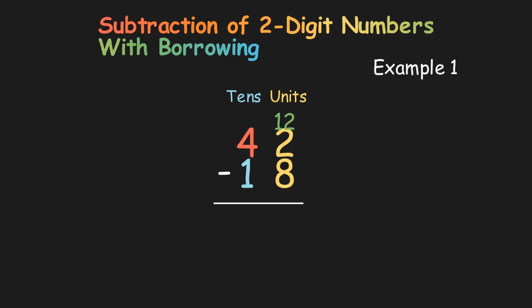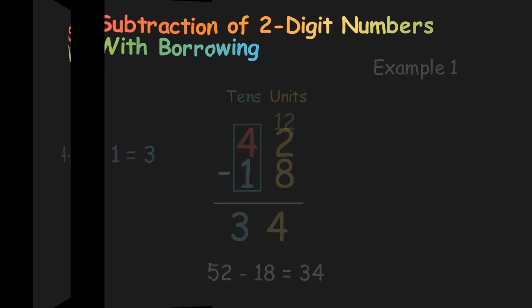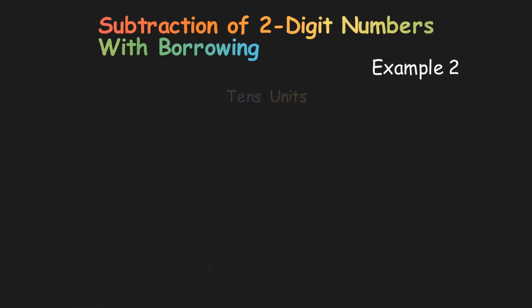Now we can subtract easily. 12 minus 8 equals 4. Next, we move to the tens column. 4 minus 1 equals 3. Therefore, 52 minus 18 equals 34. Excellent job, superstars! You're learning how to subtract with borrowing step by step, like real math champions.